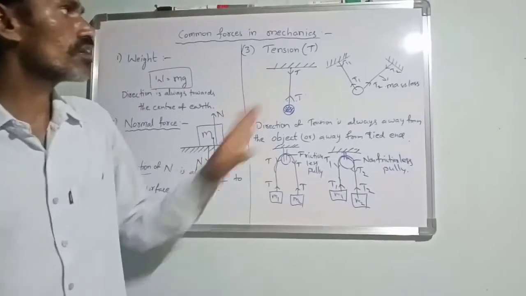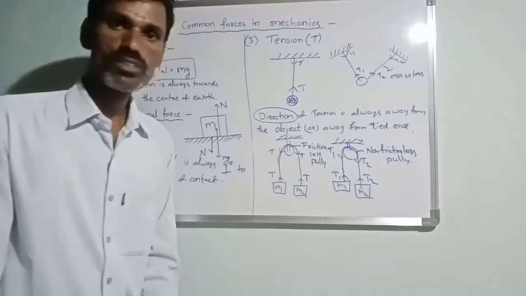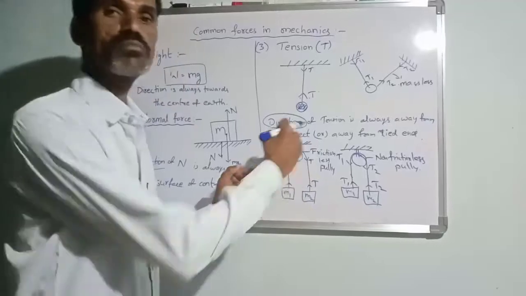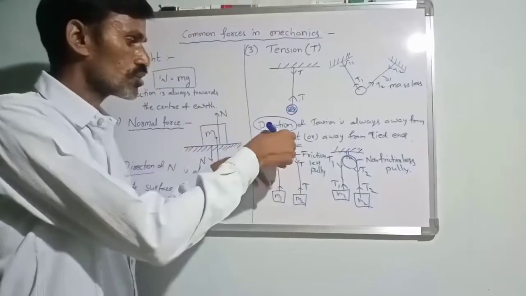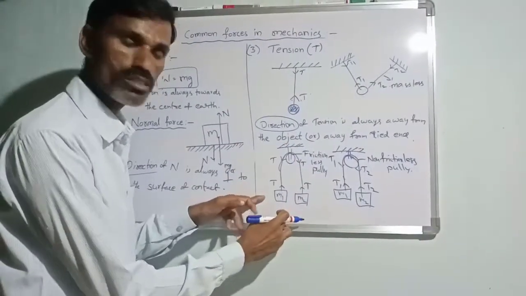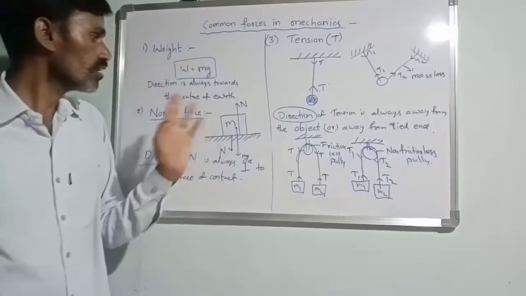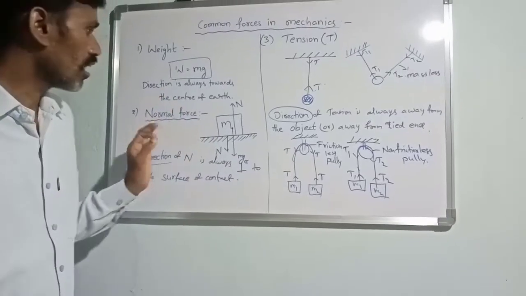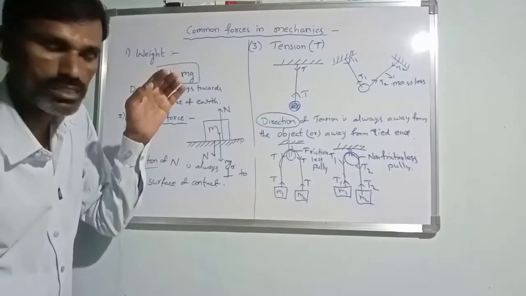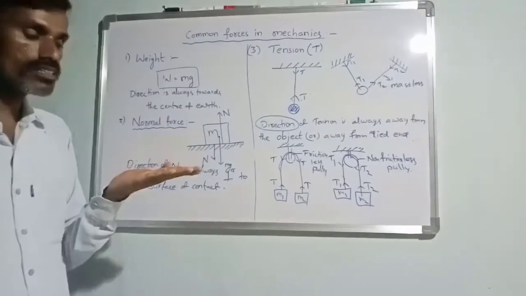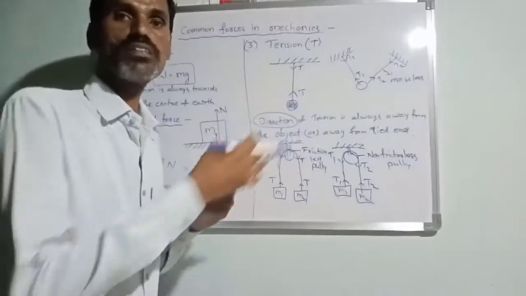Okay, so this is all about tension. And the most important one that we remember: the direction of the tension is always away from the tied point, away from the object. So from a pulley, it is away from the pulley. From a mass, it is away from the mass. And for all these forces we must observe the direction. The weight is always directed downwards towards the earth's center. The normal force is always normal to the surface of contact, and the tension is always away from the object.